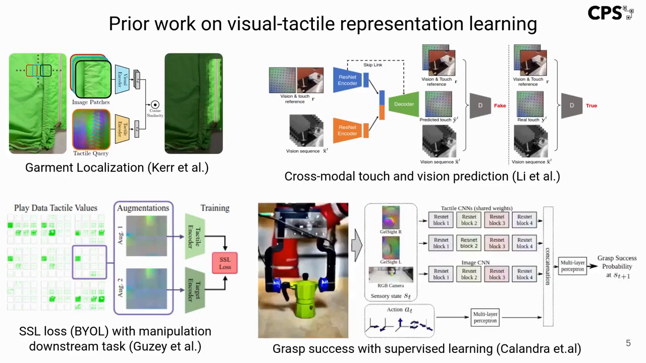Historically speaking, earlier work in the field has employed supervised learning techniques. These methods typically involve integrating various sensory inputs, which are then concatenated and processed through a multi-layer perceptron to predict the success of grasping tasks.